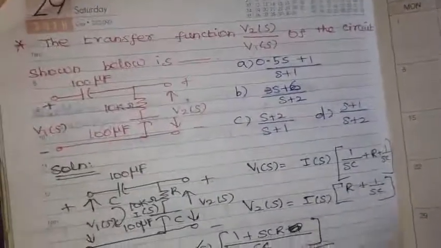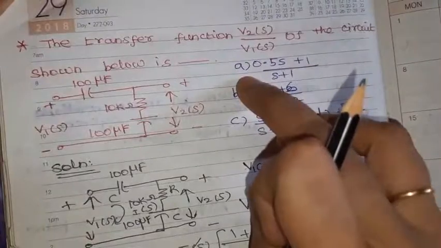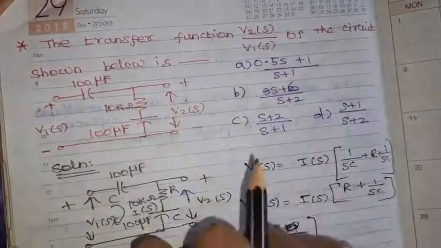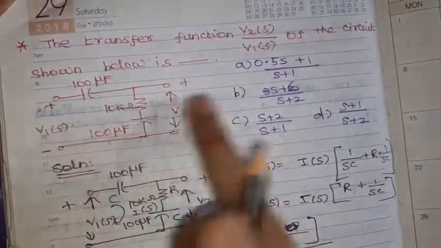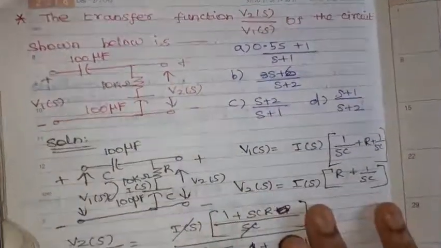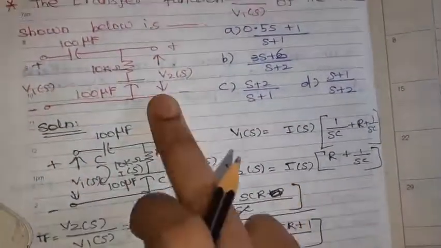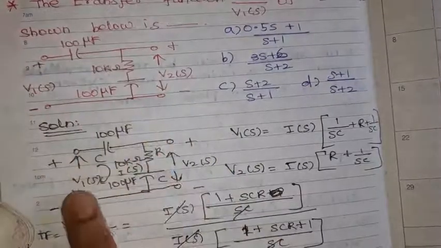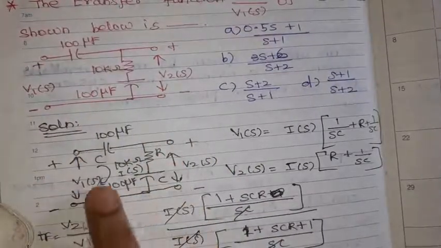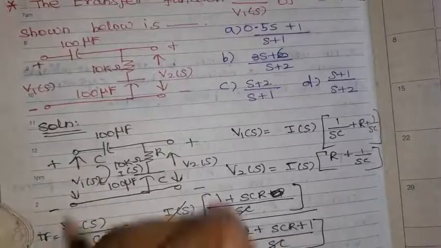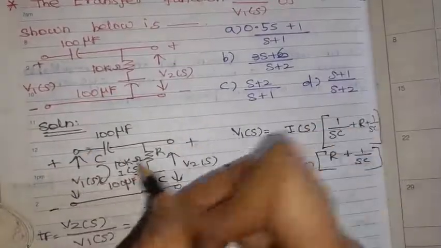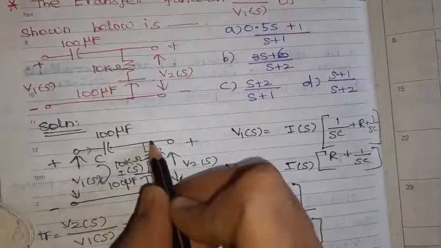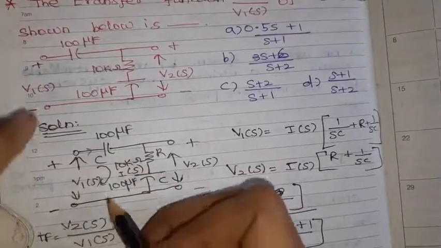Okay. Then the transfer function V2 of S by V1 of S of the circuit shown below is. So we are going to find out V2 of S by V1 of S. First, what is V1 of S? Say I of S current is flowing through this. What is V1 of S?